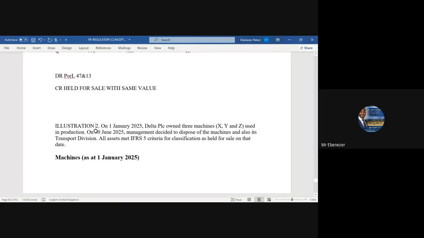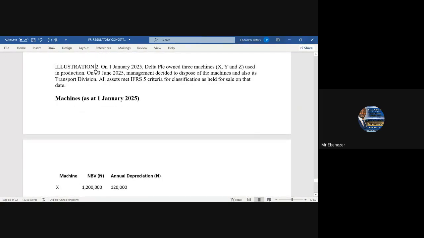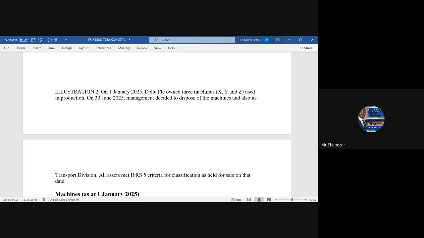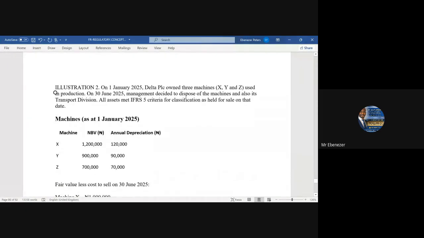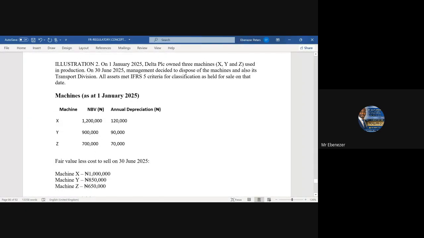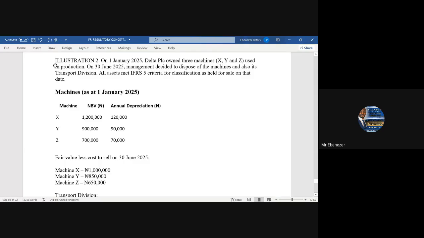So illustration 2 now, it's an assignment for every one of us. I want it before the end of today, or if not, please snap it. Everybody should snap. I want to have the solution before we meet tomorrow. If I do not see the solution, I will cancel the class tomorrow.